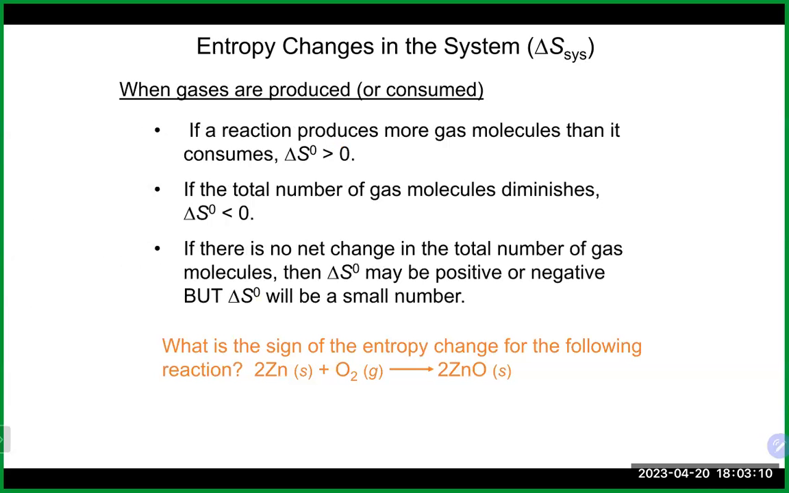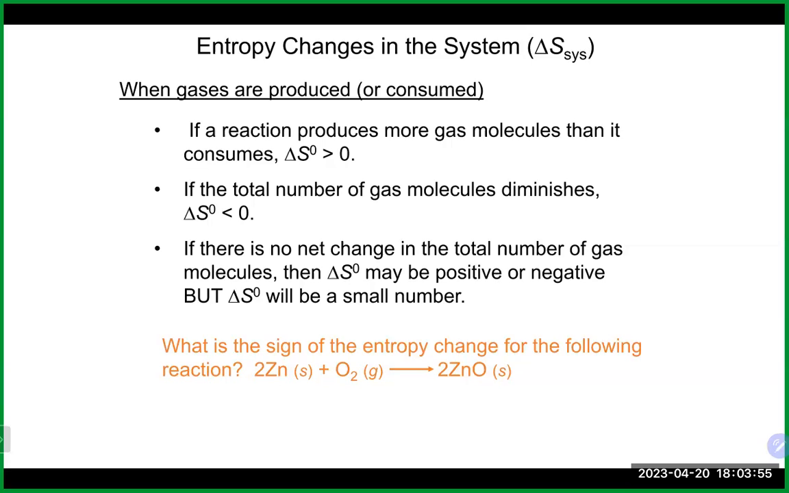As we just saw, if a reaction produces more gas molecules than it consumes, we will get a delta S value that is greater than 0. And if we produce fewer gas molecules than what we started with, as we just saw there, we'll get a delta S value that is more negative. And if there is no change in the number of gas molecules, then it could be positive, it could be negative, but it will be a relatively small value.